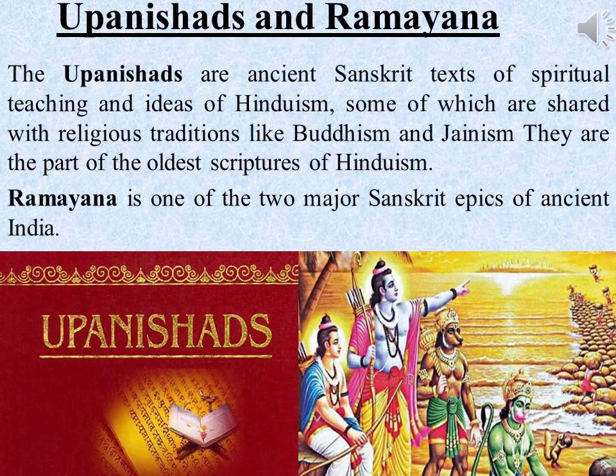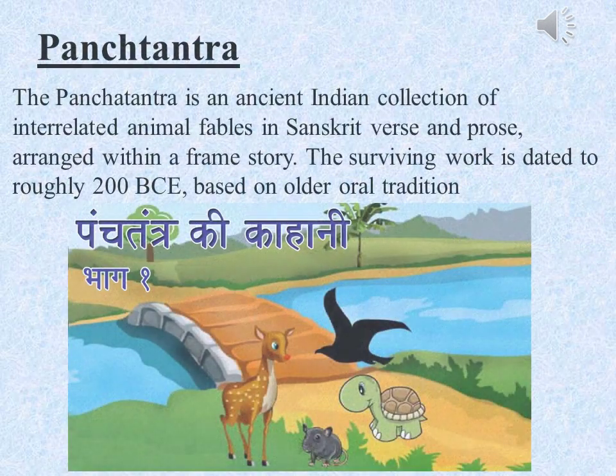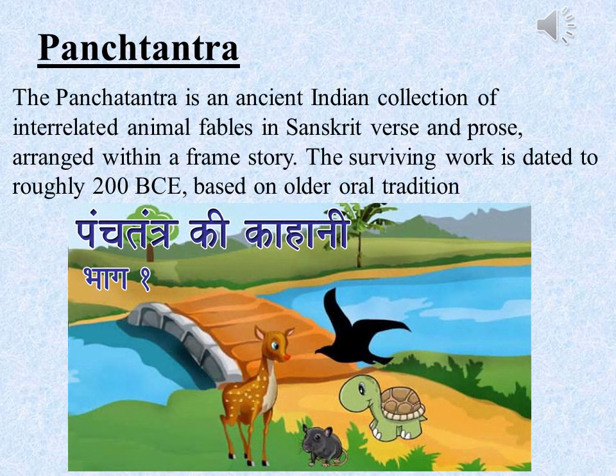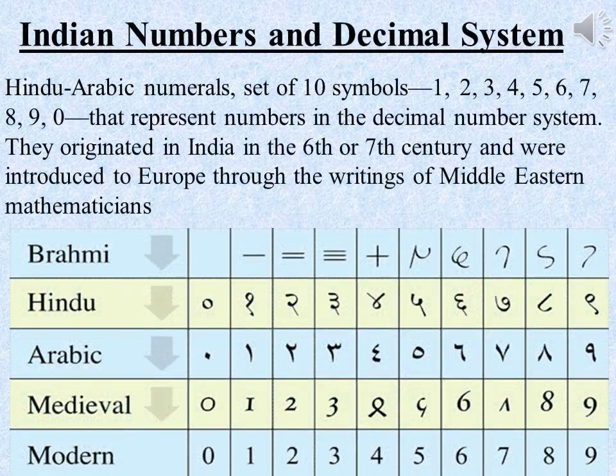Upanishads are the ancient Sanskrit texts of spiritual teachings and ideas of Hinduism. And we are well aware of the Ramayana, which is a Sanskrit epic of India. Panchatantra are the moral stories which are typically related to animals. The Indian number and decimal system originated in India in the 6th or 7th century and was introduced to Europe through the writings of Middle East mathematicians.